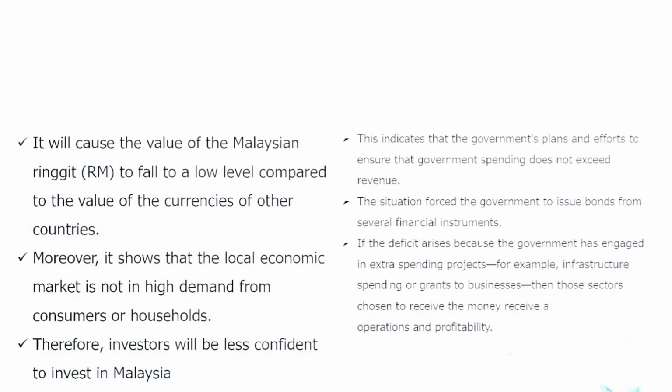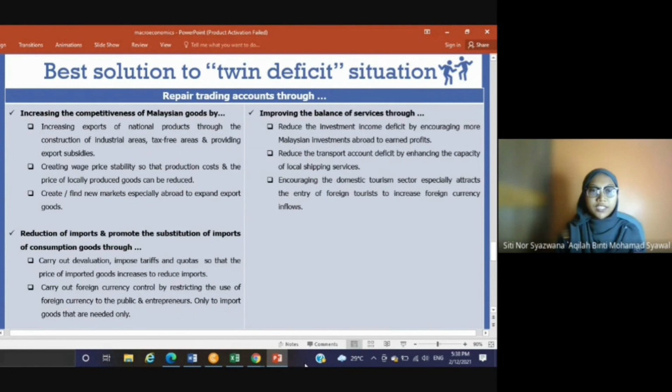Thank you. I will explain question 3, which is the best solution to the twin deficit situation. To solve the situation, the government can repair the trading accounts through three things: increasing the competitiveness of Malaysian goods, reduction of imports and promoting the substitution of imports of consumption goods, and improving the balance of services.